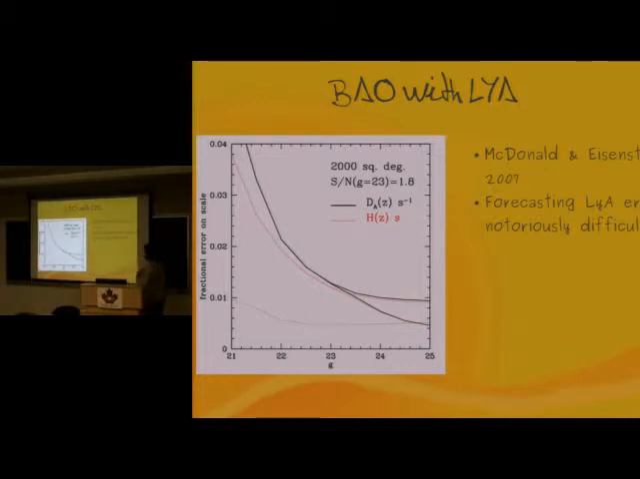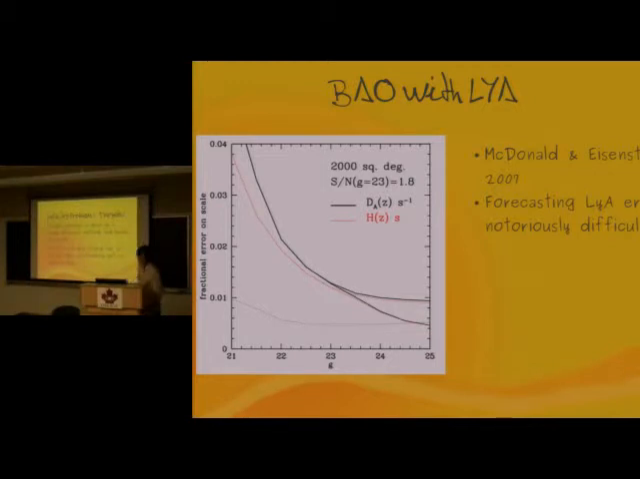And this is a figure from Pat and Eisenstein in 2007, in which they essentially forecast that if you go to 22.5 in G magnitude, you can reach about 1.5% fractional error on the scale of the distance to the redshift for the relevant Lyman-alpha forest. And this is then our official goal of BOSS. The question of whether we'll reach it or not is a different one, but these are the numbers we're talking about. They're really quite impressive.